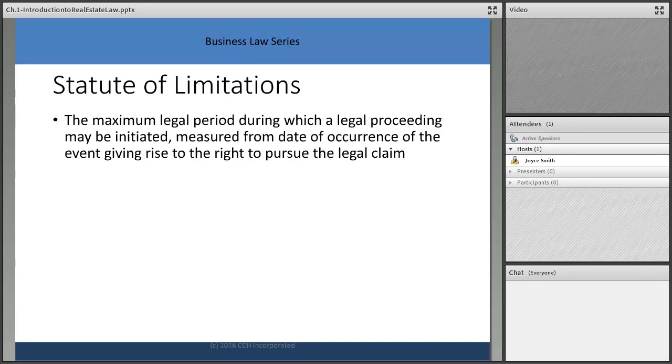We have something called a statute of limitations: the maximum legal period in which a legal proceeding may be initiated, measured from the date of the occurrence of the event giving rise to the right to pursue the legal claim. So again, statute of limitations. After time, it's no longer applicable. It's no longer going to be heard. And things can be expunged or removed from your history after so much time, too.